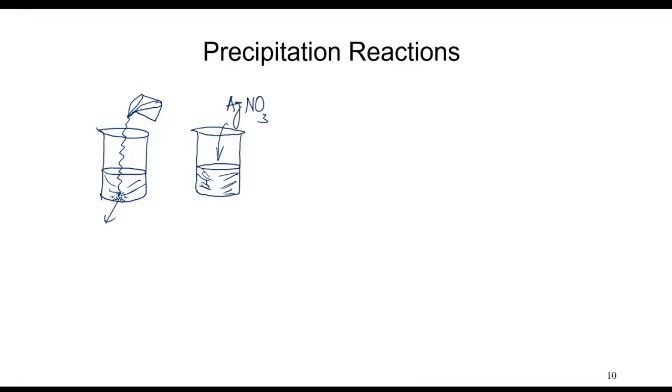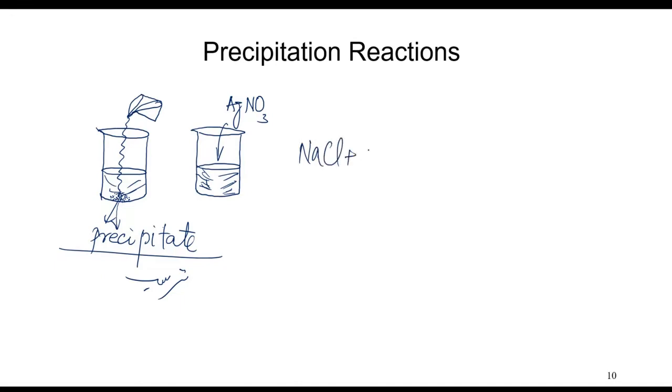Now, upon mixing of two or more than two solutions, a solid is separated, and this solid is known as precipitate. Remember? Precipitate. Upon mixing of two or more than two substances, a solid substance is formed. Then this solid is known as precipitate. And the reaction between NaCl and AgNO3 is known as precipitation reaction.